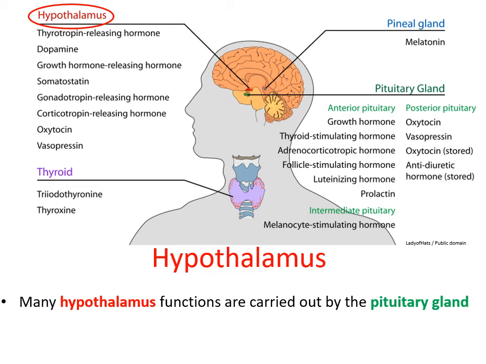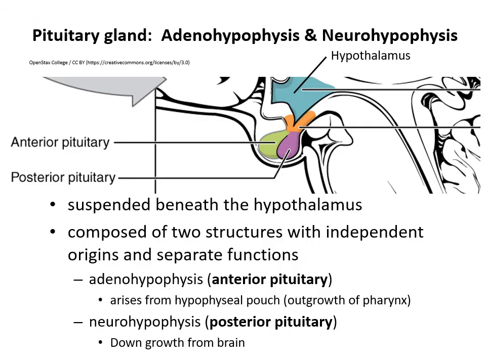So the hypothalamus has a tendency of producing hormones that influence the effect of the pituitary gland. For example, you might see here that the hypothalamus produces growth hormone releasing hormone. When this growth hormone releasing hormone is produced, it stimulates the pituitary to make growth hormone. So you see how that works?